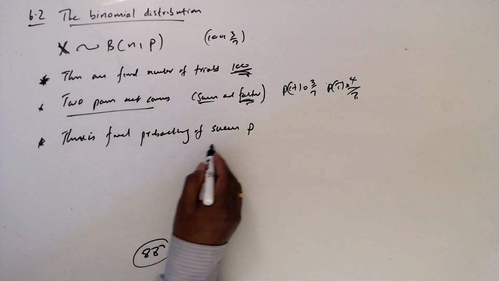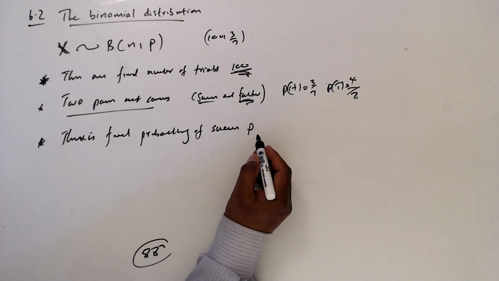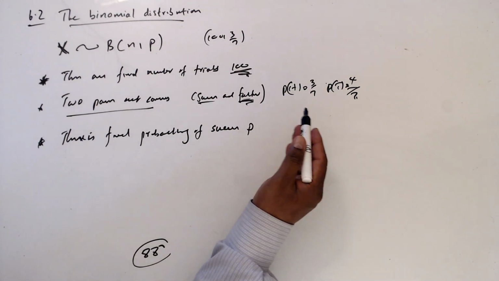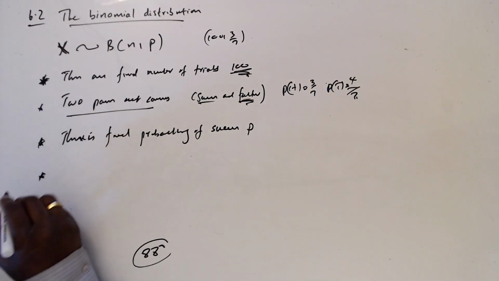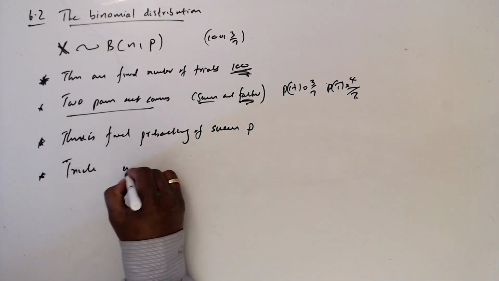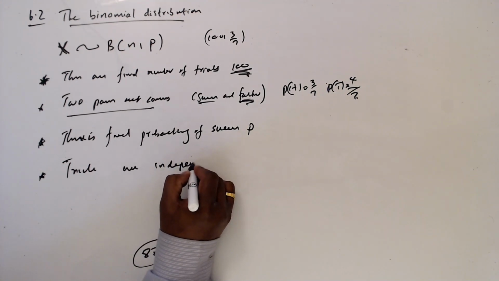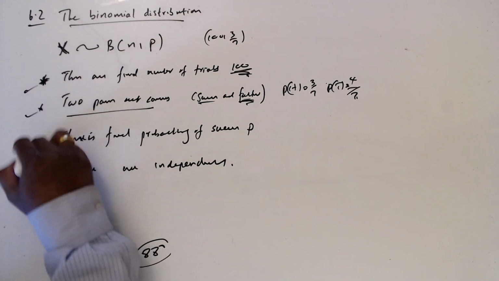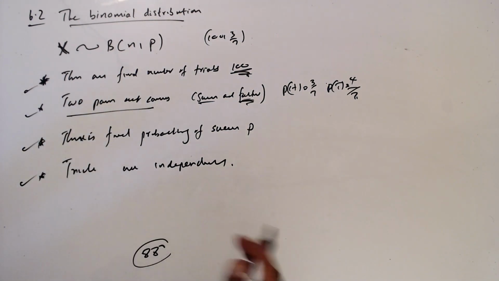There is a fixed probability of success P. So now this P is 3 over 7, always; that is not going to change. And the trials are independent. So 1, 2, 3, 4. Those are the assumptions you need to explain when you apply a binomial expansion to an event to find the binomial probability.